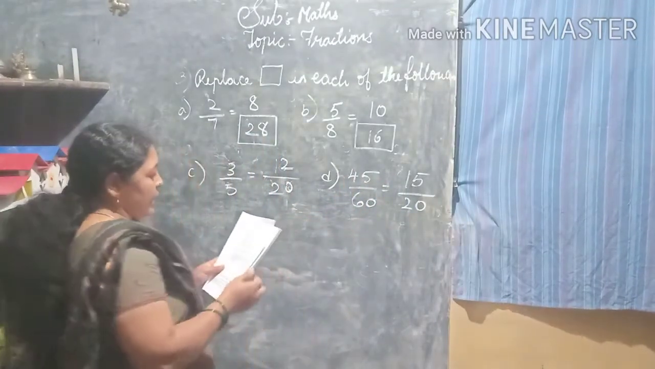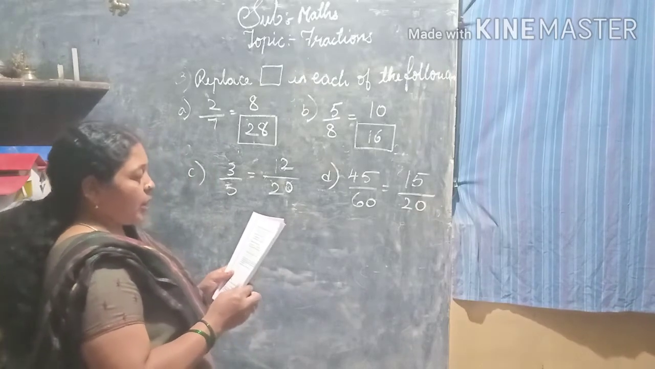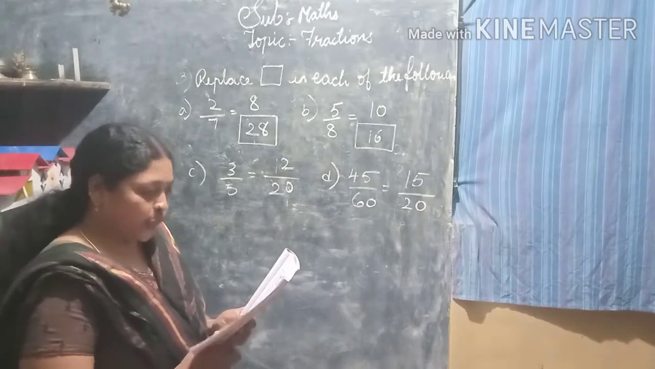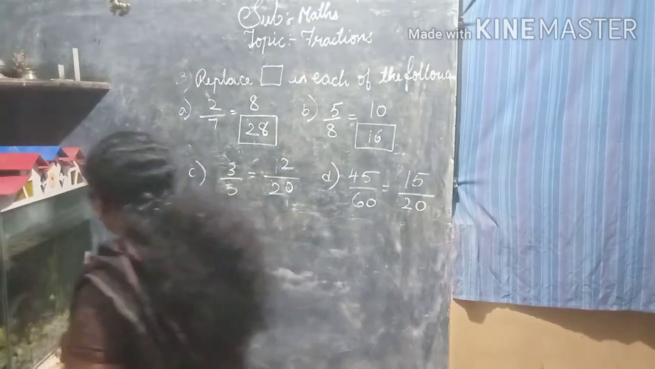Is it clear? I think the 2 I have left. Okay, the 1 I have left, that 1 I think you can take it as your homework. Let me move on to the fourth one.